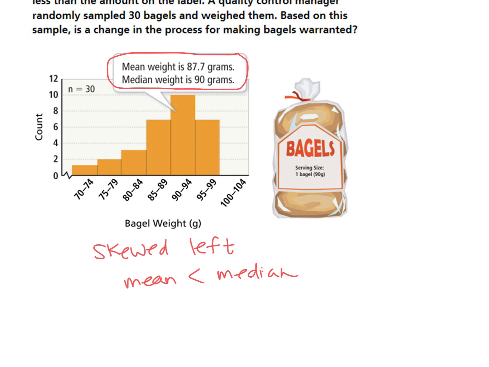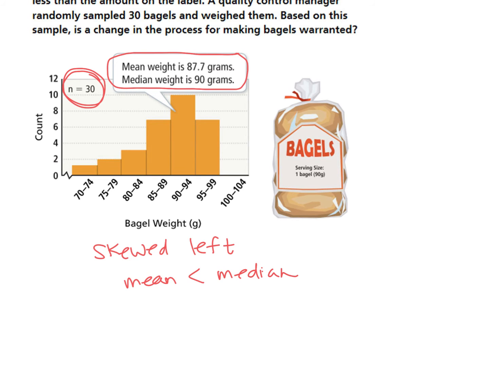But one thing to look at also, if we're talking all the bagels, this person only sampled 30 bagels. So when you have smaller sample sizes, it's hard to get good information about that. If you have a bigger sample size, then your data is a little bit more reliable.